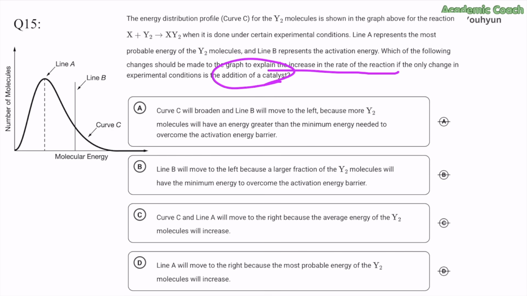So when we add catalyst, we know that it's going to lower the activation energy. But since temperature itself is not changed, it's the same distribution curve. The only thing it does is it changes the threshold. So we are going to move line B, since that was the activation energy, to the left. So out of A, B, C, D, the right answer would be B. Line B will move to the left because a larger fraction of Y2 molecules will have the minimum energy to overcome the EA barrier.